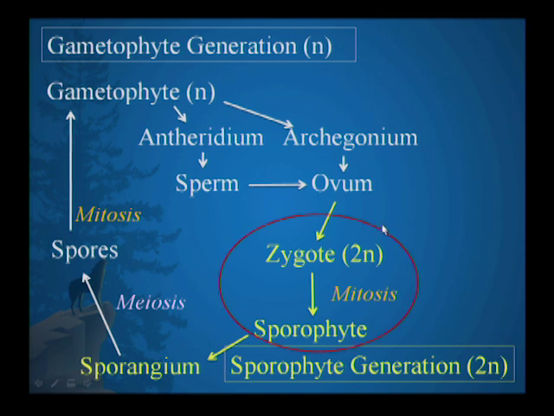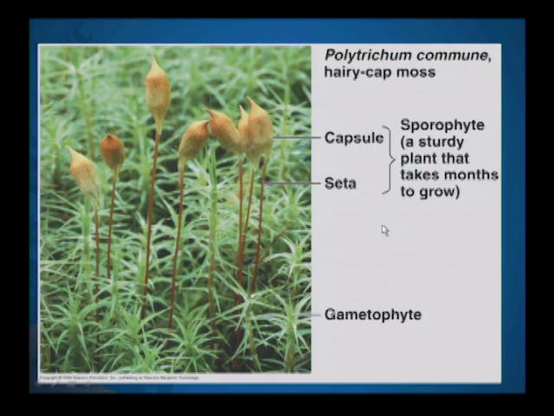The next phase is that the zygote will begin to mitotically divide and grow into a new plant. That plant is a sporophyte plant. In our picture here, these are the sporophytes. These sporophytes are growing out of what was an archegonium. They literally grow right out of the top of the archegonium. Then there will be this enlarged structure at the top known as a capsule, and the capsule will contain the sporangia. Sporangia are structures that make spores.